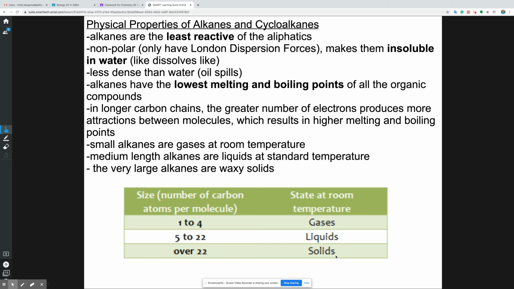So small alkanes are gases, medium ones are liquids, and larger ones are waxy solids.